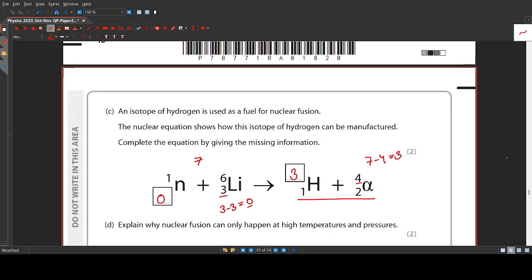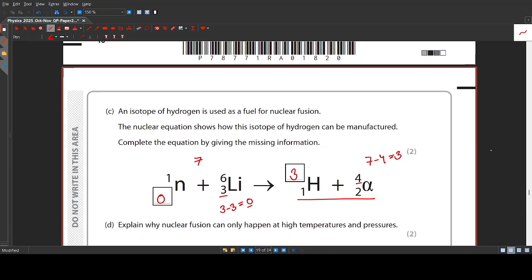D. Explain why nuclear fusion can only happen at high temperatures and pressures. You see, in a nuclear fusion, we will have to bring two nuclei together. Now, nuclei are positively charged because a nucleus contains protons. So, bringing two nuclei together is very difficult because they repel each other, and hence high temperature is required so that they have got very high kinetic energies. As a result, we will be able to overcome the repulsive forces between the two nuclei, and we will be able to bring them closer. Now, high pressure is also needed in order to bring the nuclei closer and to maintain a high fusion rate.